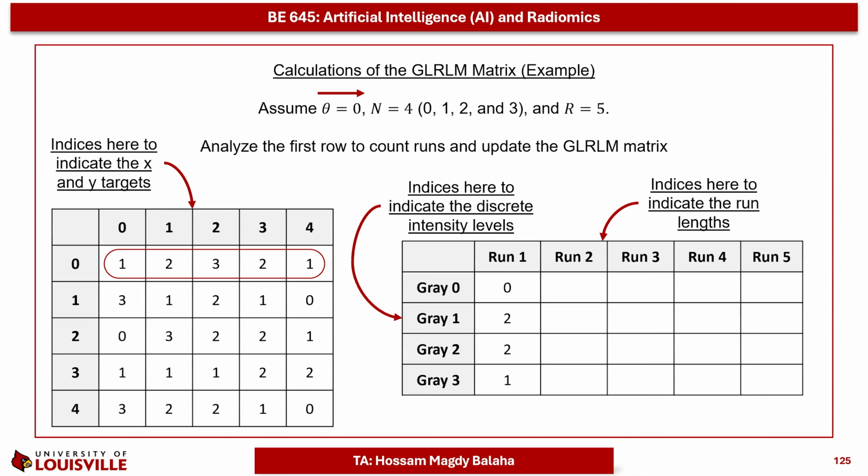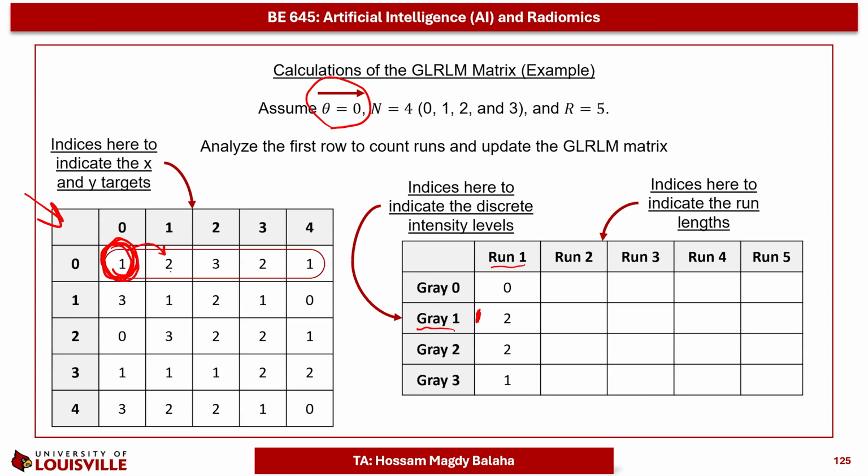Now we need to apply that on our example to understand how to fill the run length matrix. We have that matrix, and we said we have N equals 4 and R equals 5, and we are following the direction of angle 0. So we will start by that pixel and count the number of runs. Simply, we have 1 here, and then if you move to the second pixel, you will find it's 2. So we have only a pixel with a run of 1. So we will fill at the gray level 1, and run of 1, this place by 1, which initially had the value of 0.